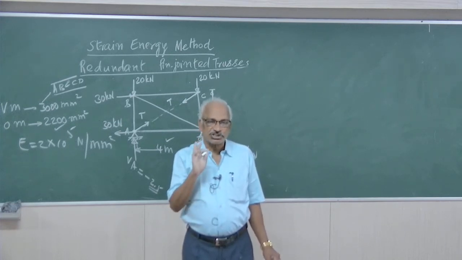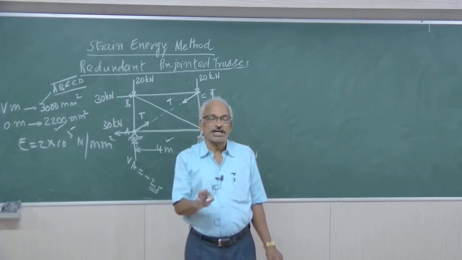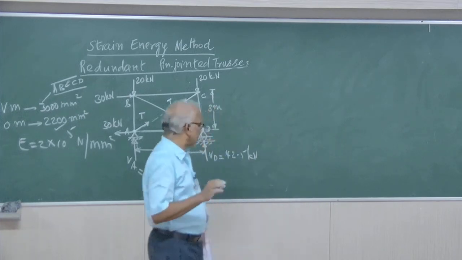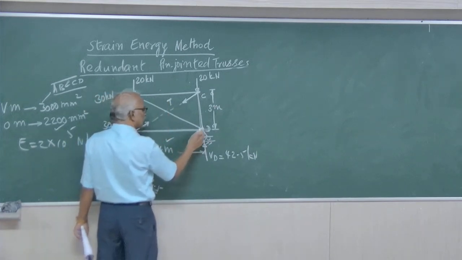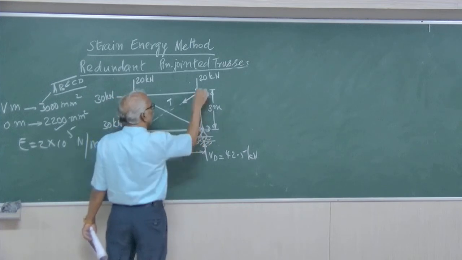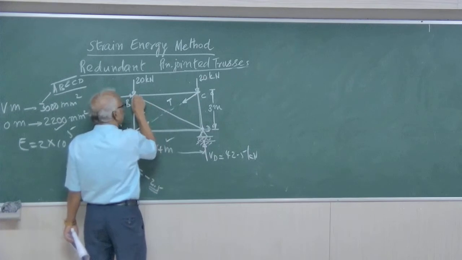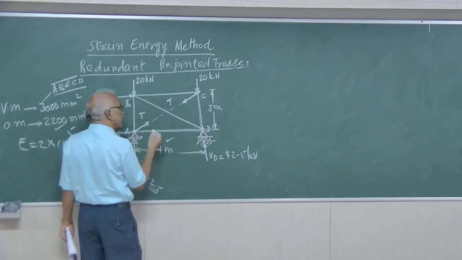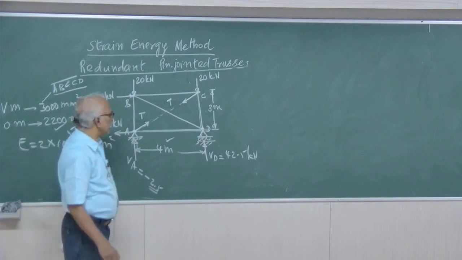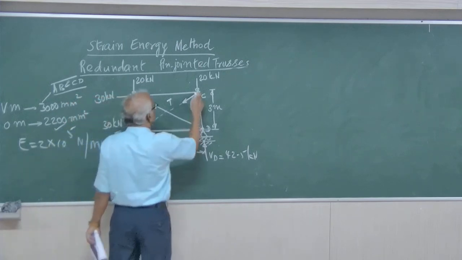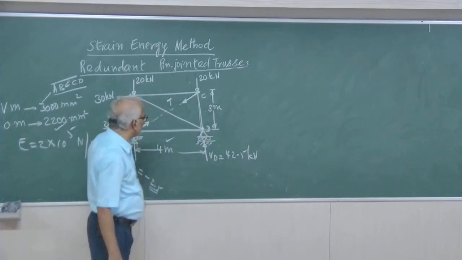Therefore, you have to start from a joint having not more than two unknowns. Now, we cannot start from here, because there are three unknowns. That is, the force in member DC is unknown, the force in member DB is unknown, and the force in member DA is also unknown. So, with three members, you cannot start. You can start from any other joint. You can start from D, because we have got all the reactions. Now we can do it from any point.